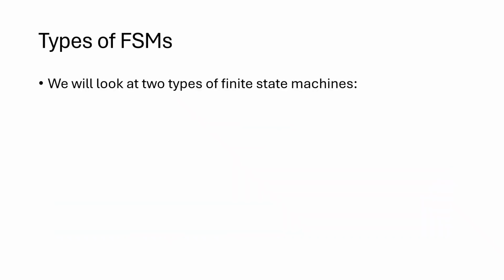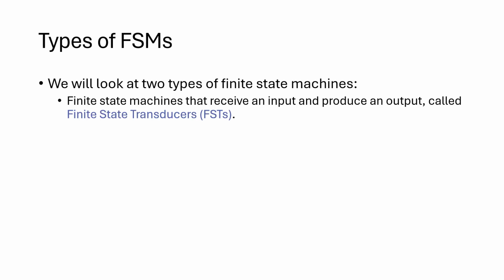Okay, so now that we have an intuitive understanding of finite state machines, let's talk about two different types that we are going to investigate in these videos. The first one is a type of finite state machine that receives an input. In the previous example, the input could be either a coin or push, and it produces an output. Okay, in those cases, we call the machine a finite state transducer.